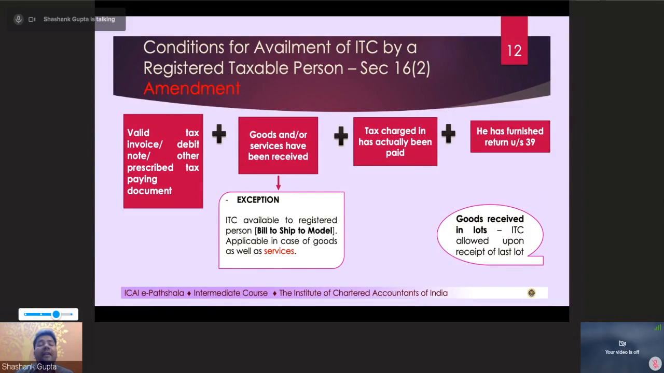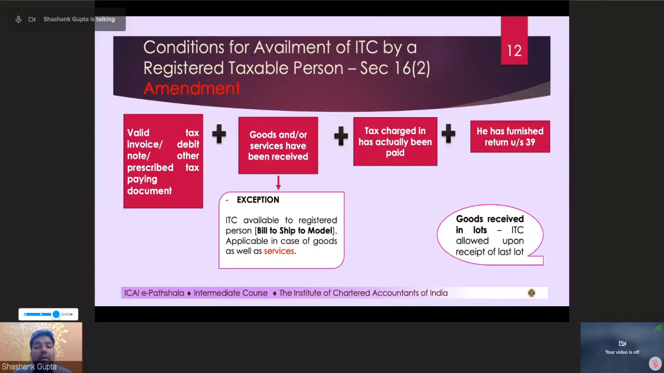Now this tax that I paid on the advance, can HUL avail the credit? No. HUL cannot avail the credit because I have not yet provided the services, the services have not yet been received by HUL. So the goods and the services should have been received. Here there is an exception that ITC is available to a registered person, that is in case of bill to ship to model.